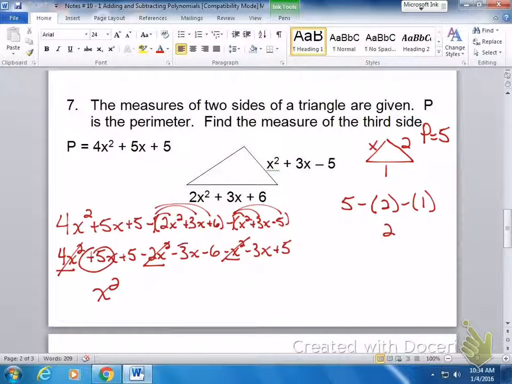I have a plus 5x minus 3x minus 3x. 5 minus 3 is 2. 2 minus 3 is negative x, negative 1x. I've got 5 minus 6 plus 5. 5 minus 6 is negative 1 plus 5 is plus 4.